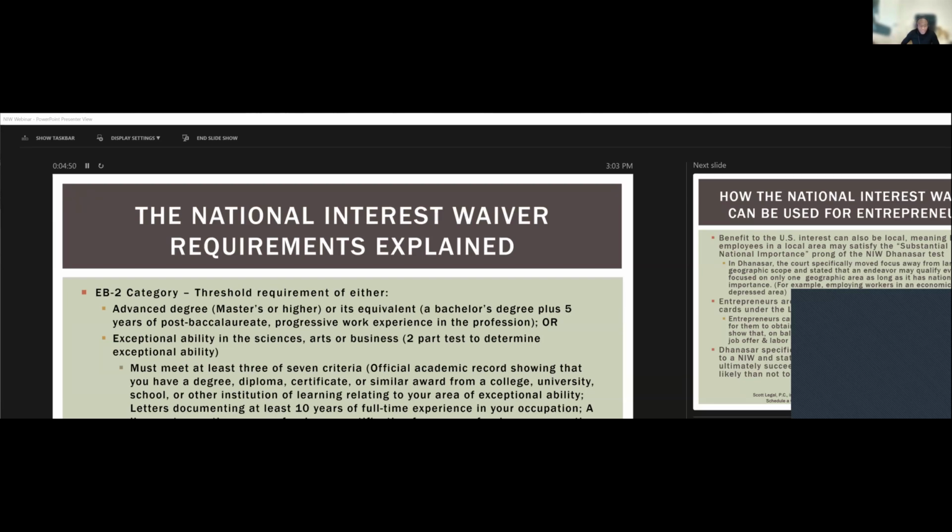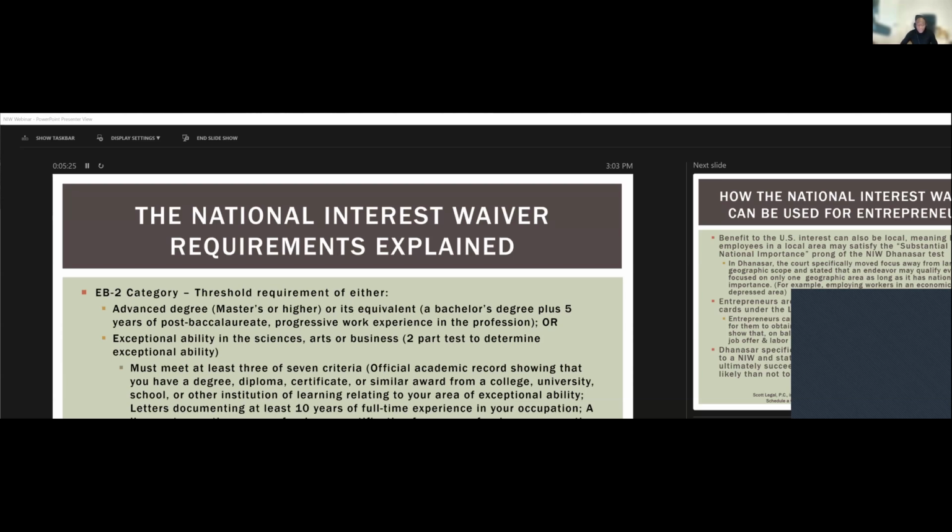Now, the threshold requirements that are required for EB2 apply to both the national interest waiver and if a company is sponsoring you for a green card under EB2. Think of it as not even a minimum standard, but as something you are required to meet before you even get to the hard part of the national interest waiver. The threshold requirements are either/or. So once you've met one of these things, then you can move to the next level, the national interest waiver criteria. You only have to meet one of them.